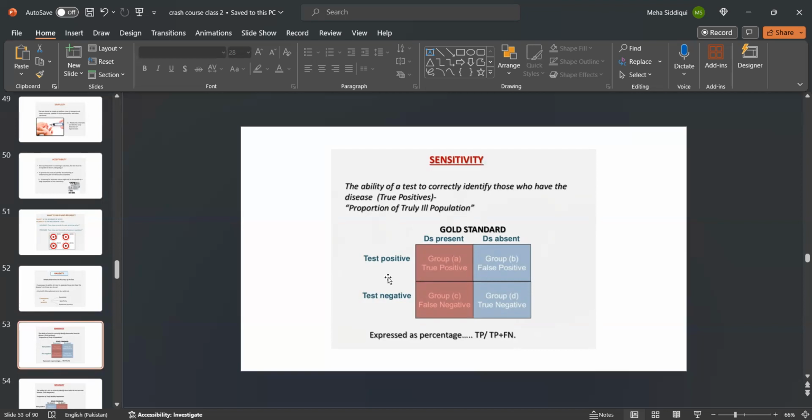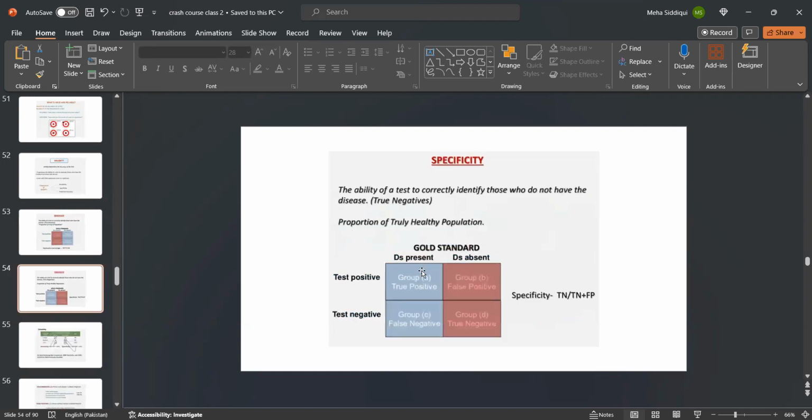Here we can see that those who are tested positive, this is the box of the grid. It shows that these are the patients, out of the patients who are tested positive, who actually have disease. So this is a true positive, and as a denominator we will keep all the positives. Then we get sensitivity. Specificity is the ability of a test to correctly identify those who do not have the disease.